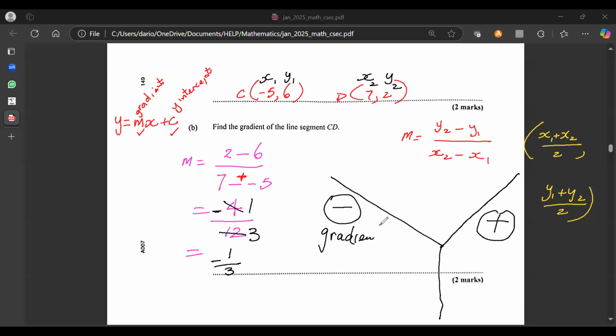Let me write that. Negative gradient, the line is drawn this way, top left, bottom right. Positive gradient means the line is drawn from top right, bottom left, like a Y. Don't forget that. You would never hear that in another math class. I created that myself by the help of God. All right, so the gradient is negative a third.